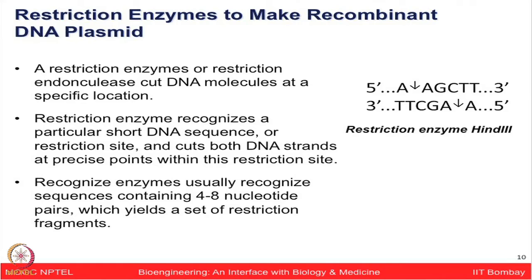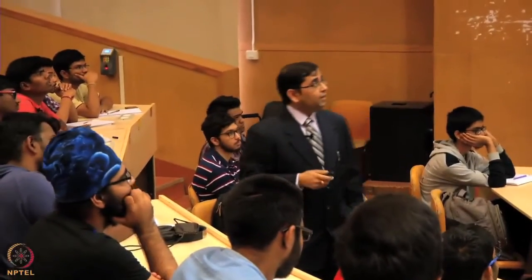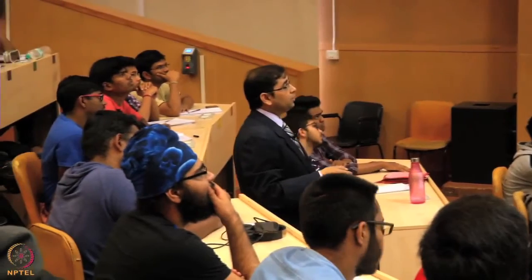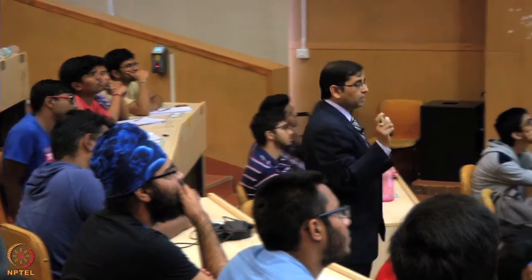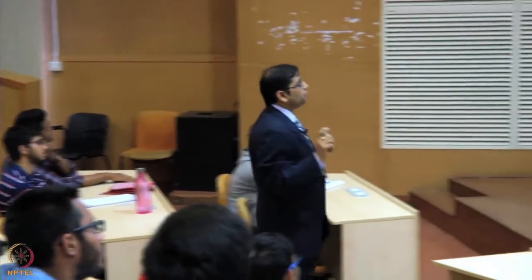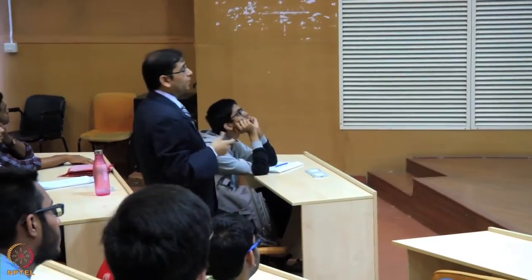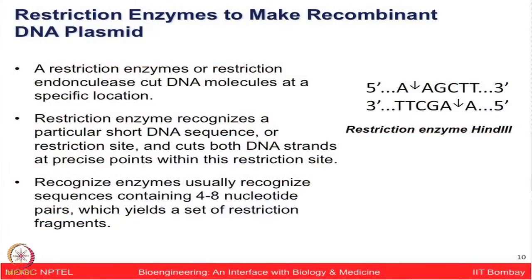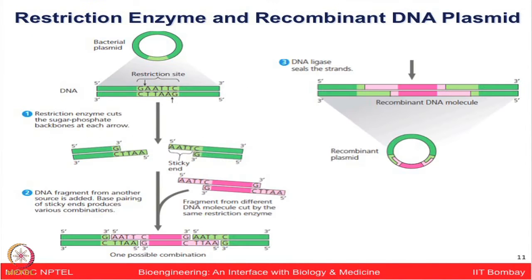So this particular thing is known as a restriction site, because you are able to very precisely cleave this particular DNA fragment at that site. So these restriction enzymes are very precise, very specific. Now if we look at the different properties of these restriction enzymes, they recognize very short stretches of DNA sequence, sometimes 4 to 8 nucleotides long, and they can cut both DNA strands at very precise points within the restriction sites. So this is how you can see, if you have a bacterial plasmid.